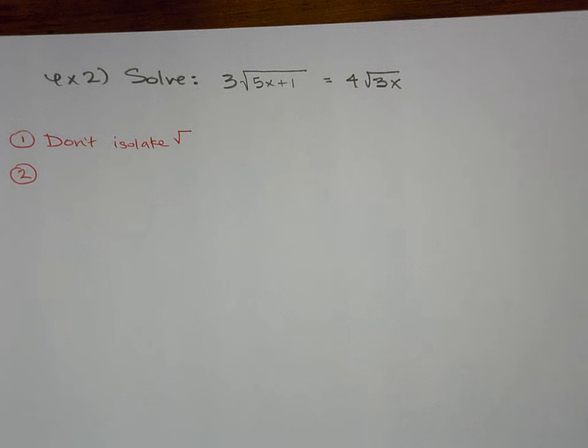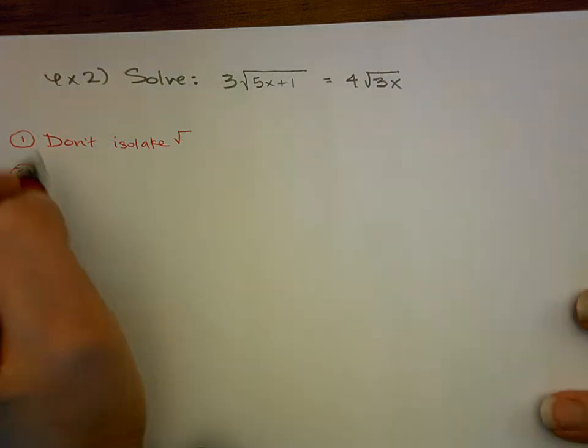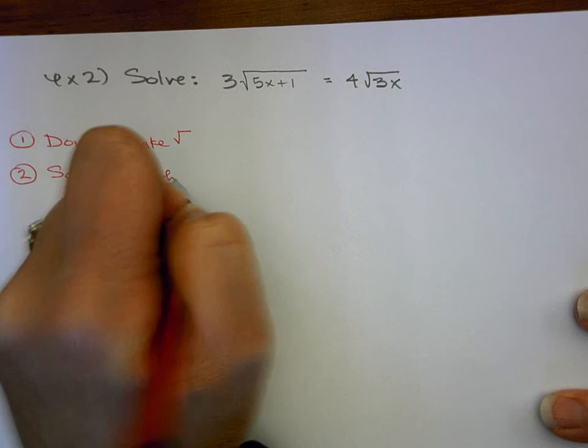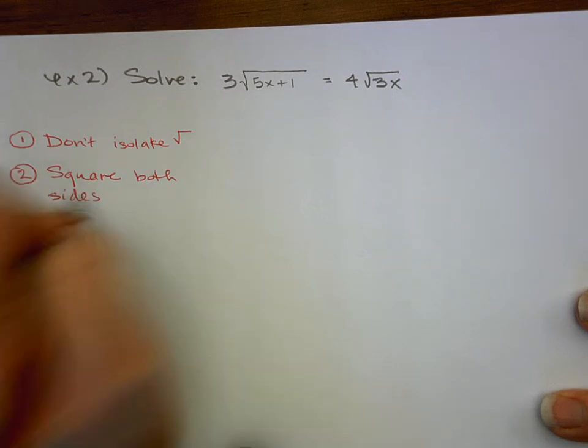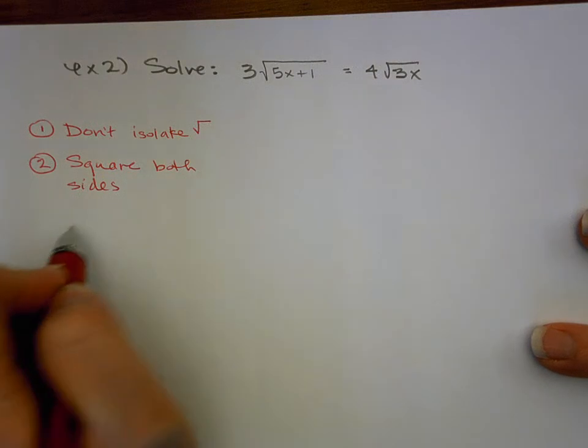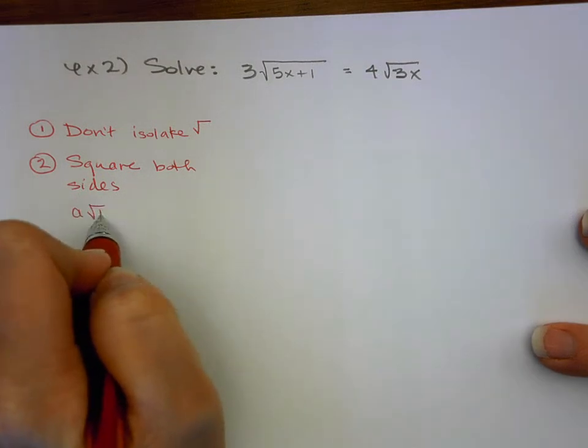And then what is step 2 on our normal solving? What do we do for step 2? We square it, right? We square both sides, okay? And then this is the part that we might mess up on, so I'm going to write this out.